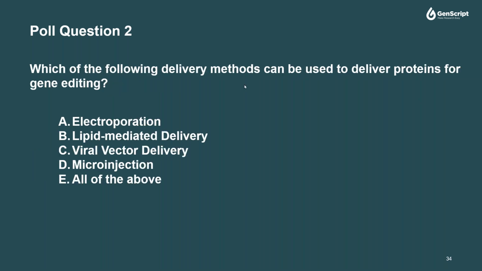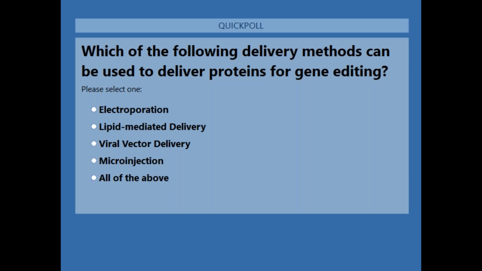Okay, perfect. Thank you. Let's jump to poll question number 2 now. So, audience members, this is our final poll question. Which of the following delivery methods can be used to deliver proteins for gene editing? Is it electroporation, lipid-mediated delivery, viral vector delivery, microinjection, or all of the above? So please go ahead and make your selection. I'll leave it open for another 40 seconds to get everyone involved in our final poll, and then we'll get ready to start the Q&A portion of the webinar.